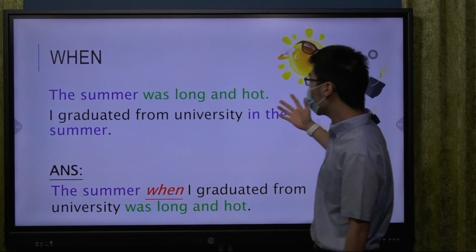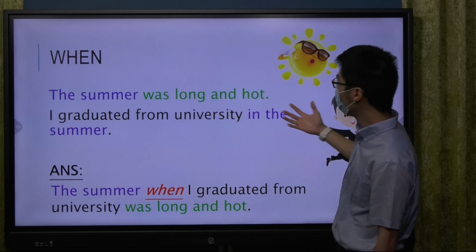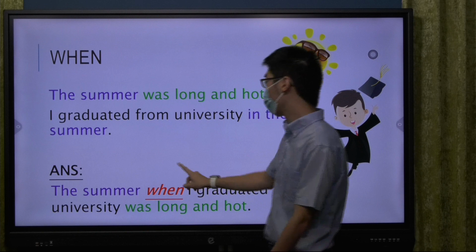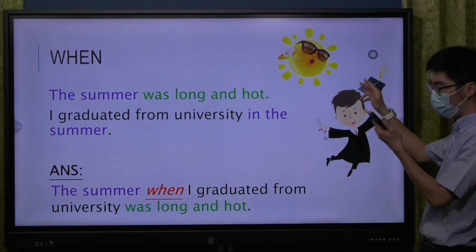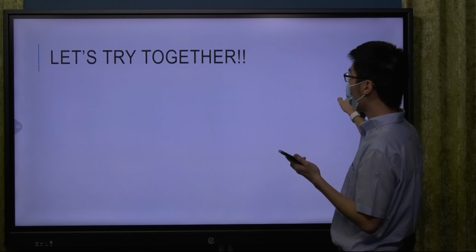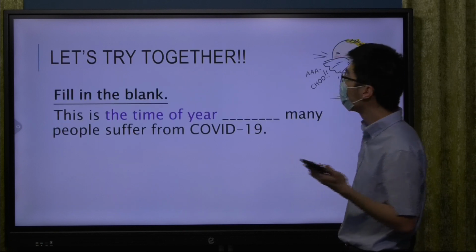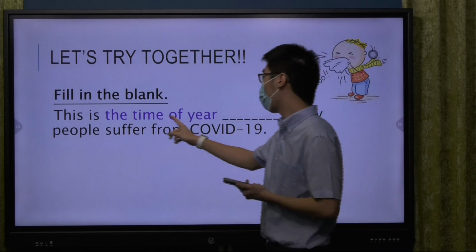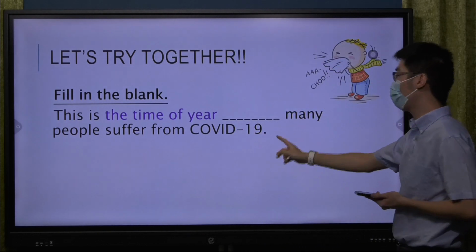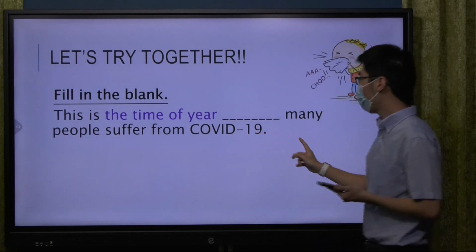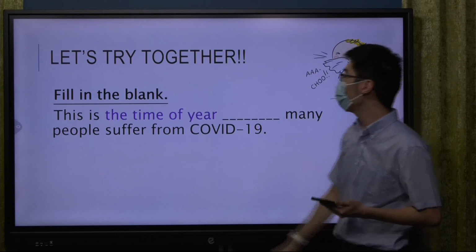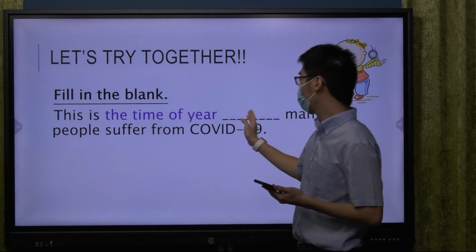So if you use a defining clause to combine or give more examples about the things or people we want to describe, you use when to talk about the time, give more detail and combine two sentences into one, okay? So do you understand up until here? Okay. So let's try together. Fill in the blanks this time. Okay, so this is the time of year. Many people suffer from coronavirus 19. I think all of you should be familiar with this, 新冠病毒. So many people suffer from coronavirus 19, okay?